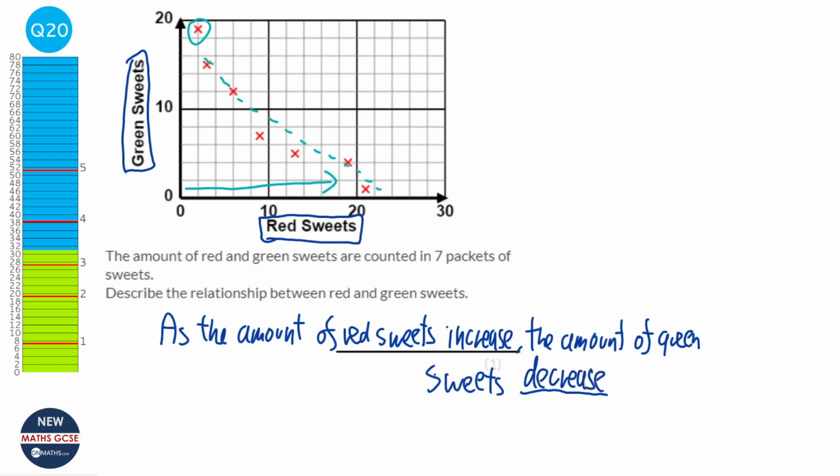Obviously the other option is that they increase. An increase would be if they ended up making this kind of correlation here.